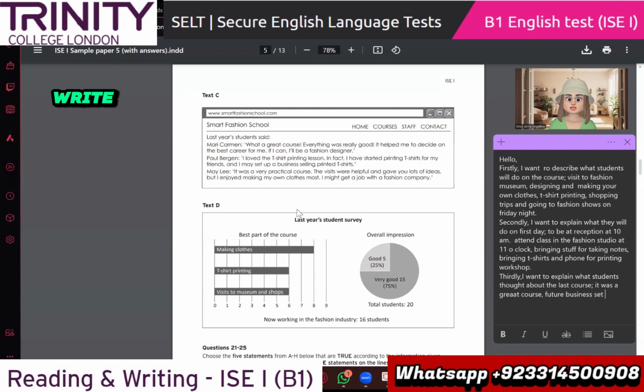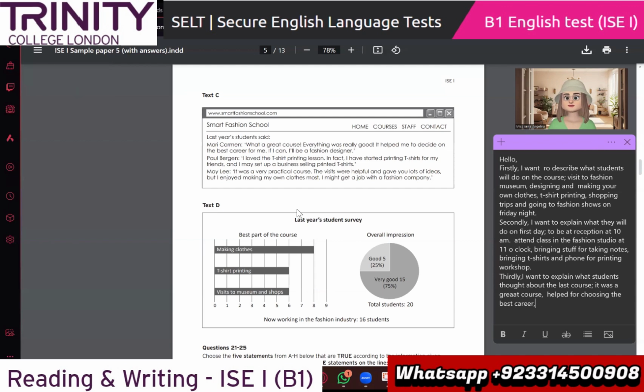Setup, you can also write setup. Getting a job in a fashion company. Best for getting a job. I think we should write in here: helped for choosing the best career. Okay, helped for choosing. And you see that it's written in the first line, choosing the best career.